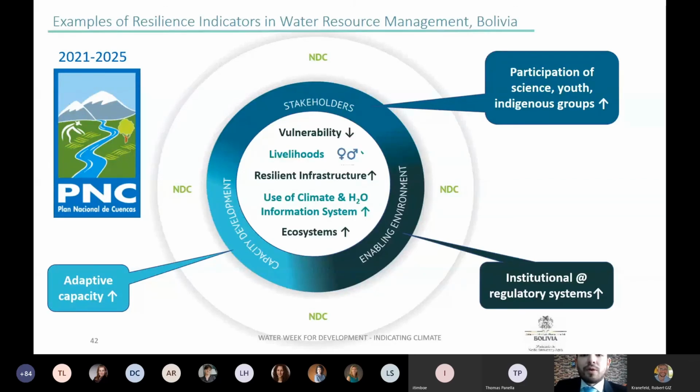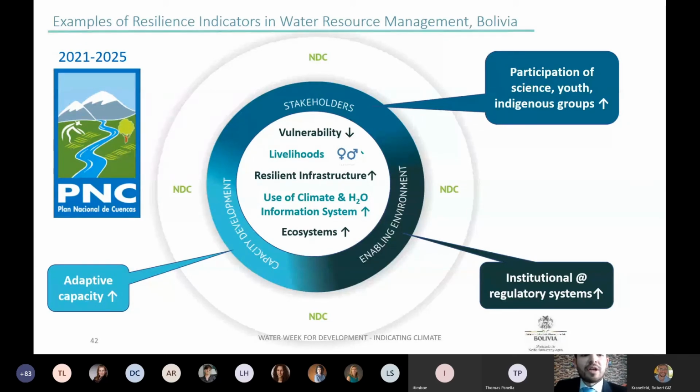So for doing this in an adequate way, we have to include process indicators, which you can see here as engaging with the stakeholders. This means youth, science, indigenous groups, and gender consideration is key. Also, enabling environment. This means mainstreaming climate into national development plans and subnational watershed plans. And capacity development is continuous, as we need to reinforce capacities at all levels.